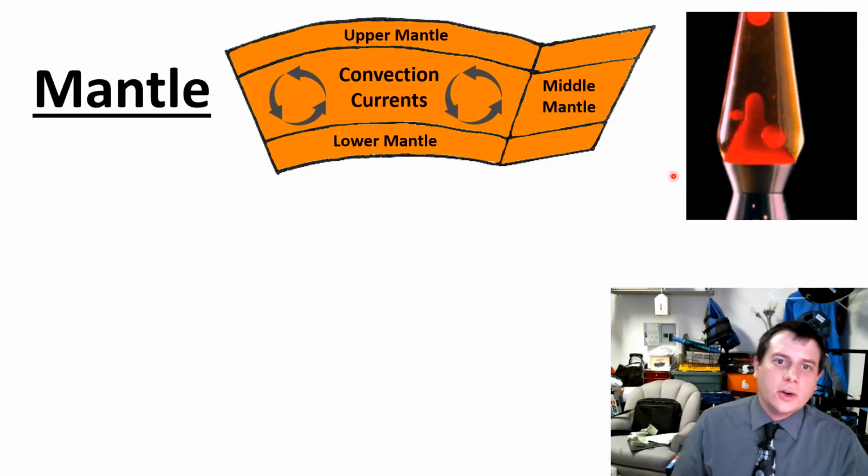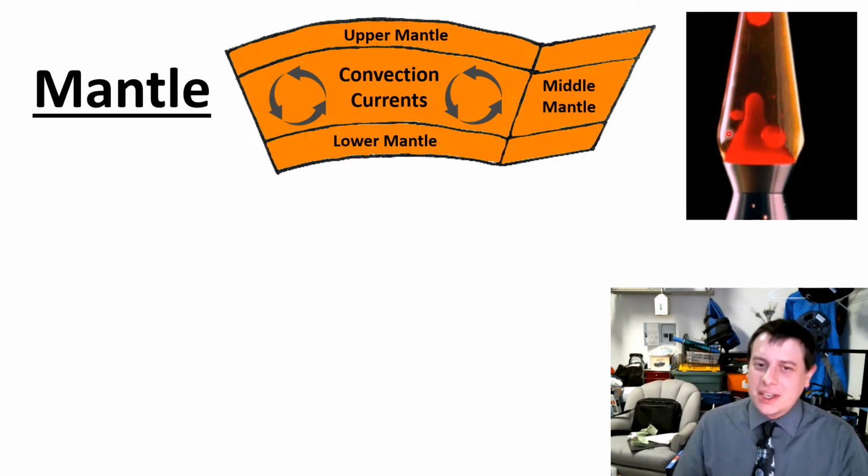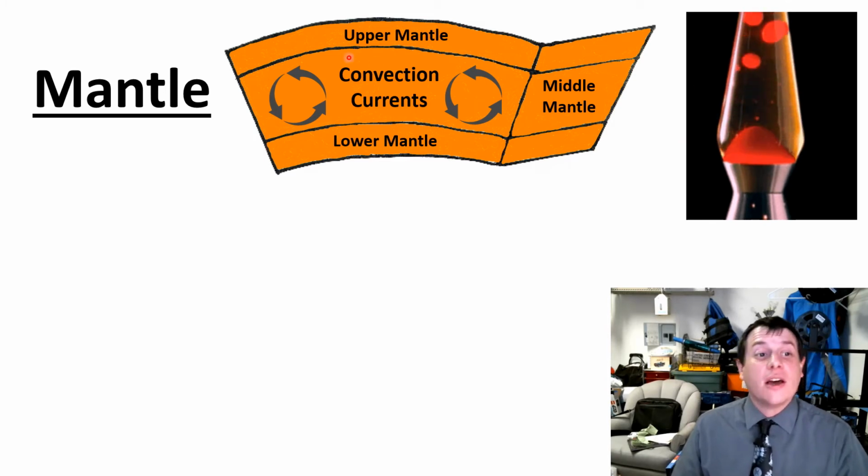All right, so let's talk about the mantle. I mentioned previously that we have these convection currents, and that's that circulation of heat. And maybe you guys have seen one of these before. This is a lava lamp. You've probably heard of them. A lava lamp is named that because the liquid inside here kind of looks like lava. But interestingly enough, it actually behaves very similarly to how the convection currents inside the Earth behave.